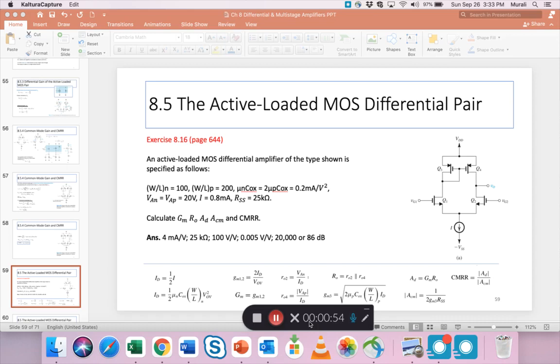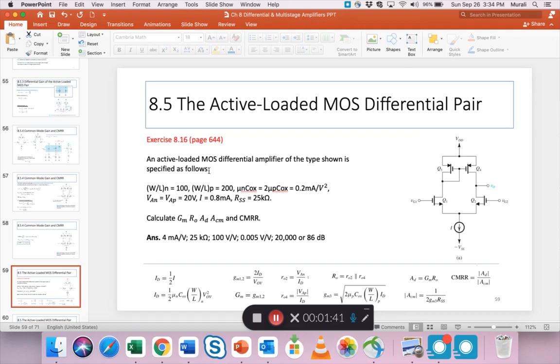Now, unfortunately, I noticed that in the textbook there are no examples for this section. So I can't tell you, here's an example, read it yourself. But there are some exercises with the answers given, so at least we can start with that. So there's exercise 8.16 on page 644, which is the first numerical related to this topic of a MOS differential pair with an active load, as you can see in the circuit drawing here.